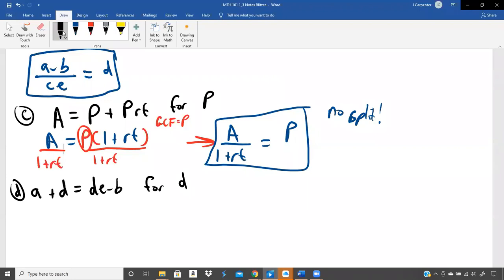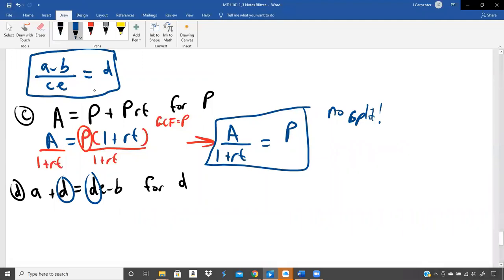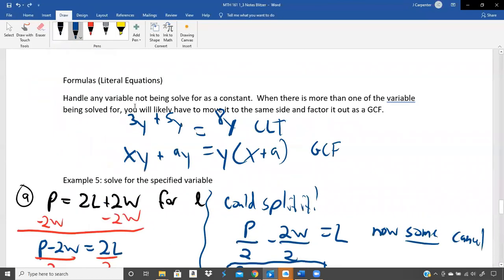This problem's a little more involved because there's a D here and there's a D here. There's 2 of them. So we're going to have to apply that same principle we did in the last one, but before we can even do that, there's a problem. We said we need that variable on the same side. These D's are on opposite sides of the equals.